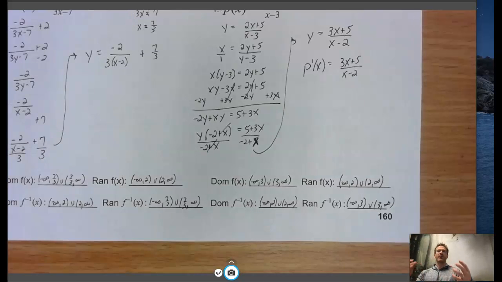So there it is, my friends. That is how we solve for the inverse of rational functions.